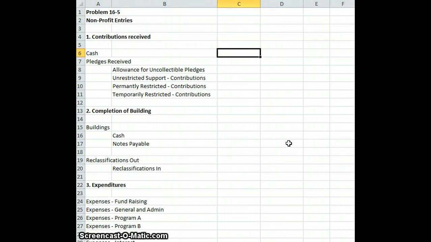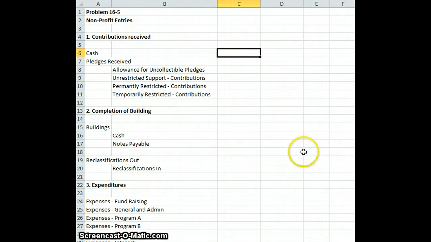Okay, we are going to look at example problem 16.5 on pages 680 and 681 of your ninth edition Governmental and Nonprofit Accounting Theory and Practice book. What we're going to do is go through some of the transactions in problem 16-5 and talk a little bit about the normal transactions that a nonprofit organization will make.